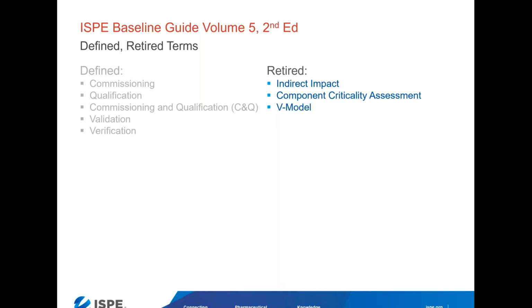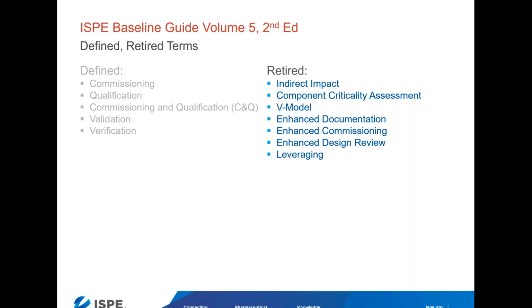The concept of V model as an approach to validation has been formally retired. In response to the implementation of the legacy C&Q approach, the concept of enhanced documentation or commissioning or design review have been retired. All of those activities per the revised baseline guides should be done under the auspices of good engineering practice, and they should be appropriately documented and have appropriate rigor for their purpose. And finally, the concept of leveraging is formally retired in the revised baseline guide.